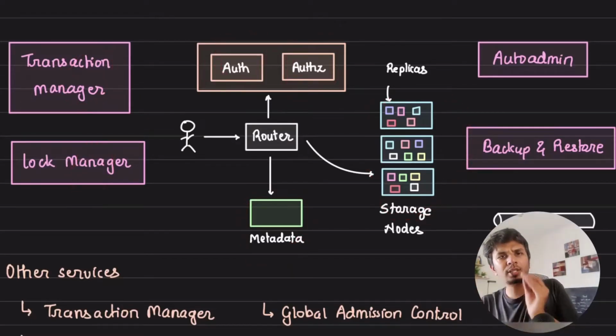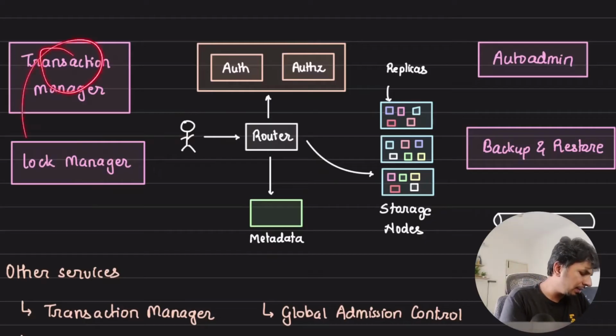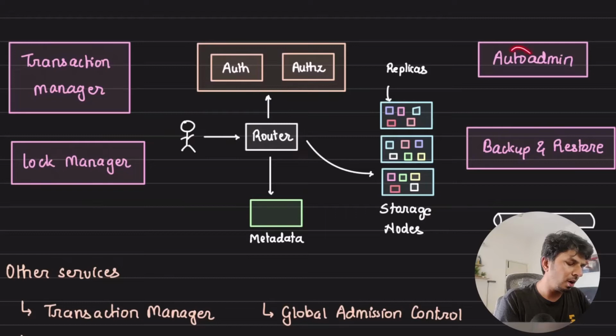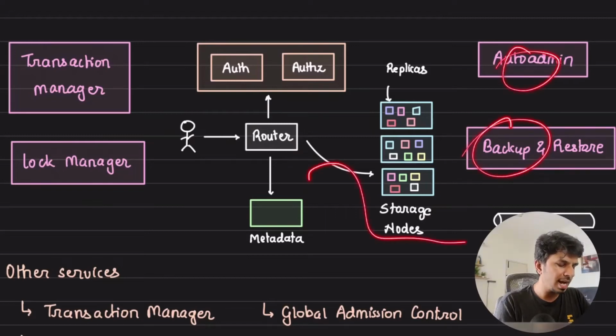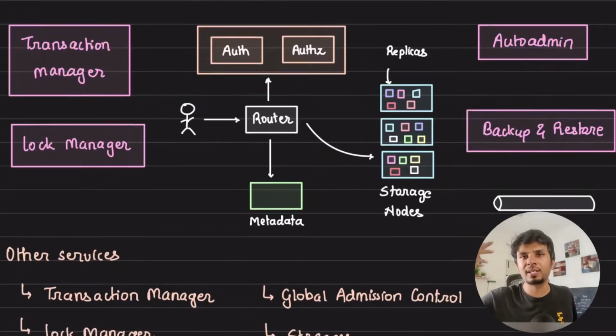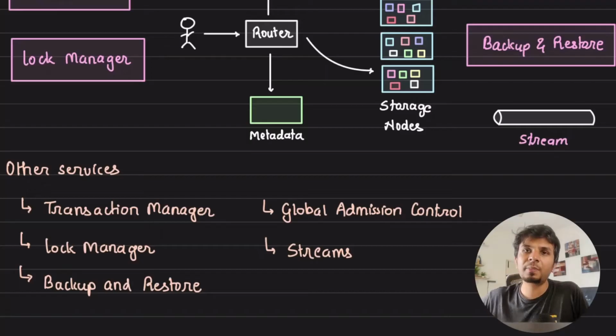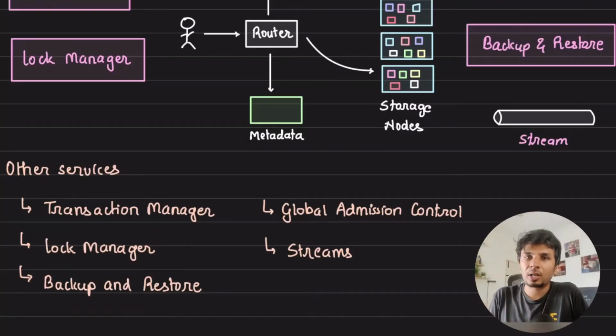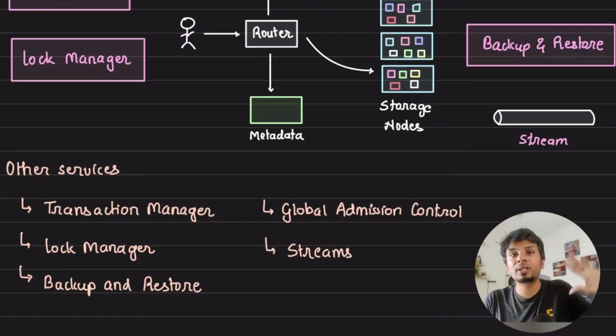Apart from that, there are a few other services. One for transaction management, one for lock management, which takes care of remote locks in case of transactions. You have auto admin, you have backup and restore. DynamoDB has support for DynamoDB streams, where all the updates are flown to the stream, to Kinesis or SQS, so that you can consume from that stream and then reapply changes wherever you would want. All the fancy features, each one of them is its own corresponding service.